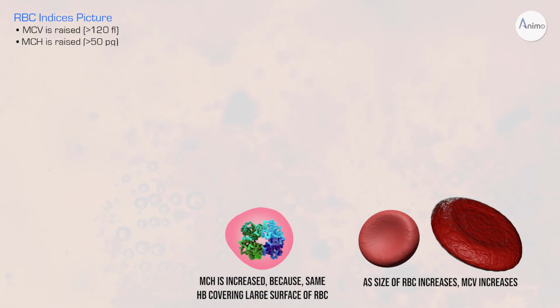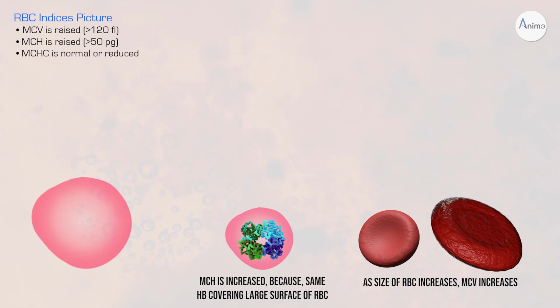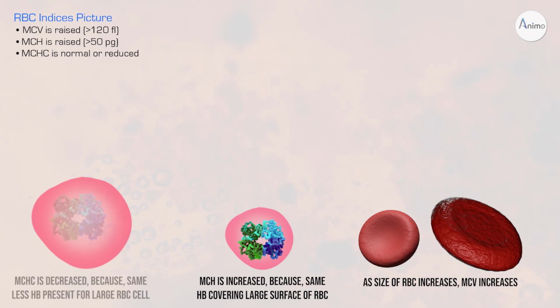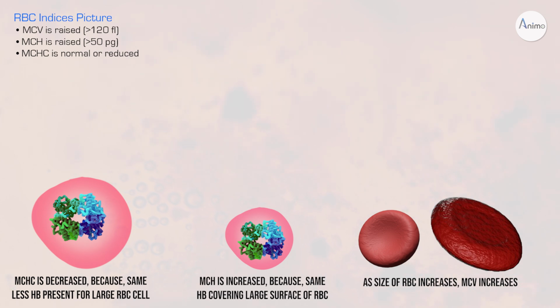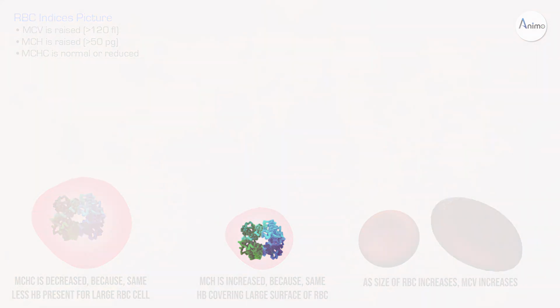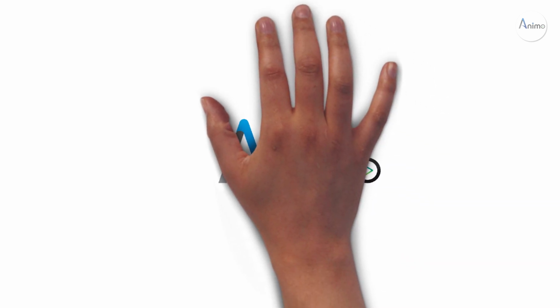And the last part is MCHC, or mean corpuscular hemoglobin concentration, which is normal or reduced. It is because as the size of the RBC is increased, the amount of hemoglobin is still the same, so the concentration of hemoglobin, the mean corpuscular hemoglobin concentration, is reduced. And that concludes our section on megaloblastic anemia.